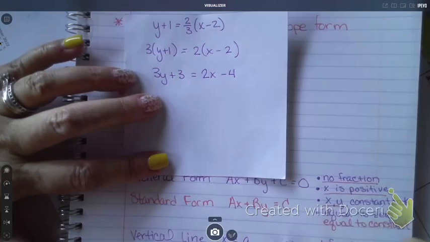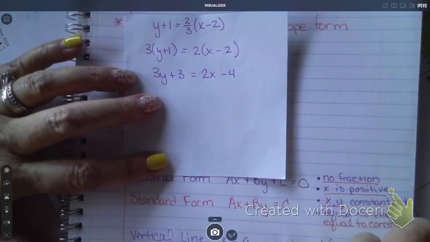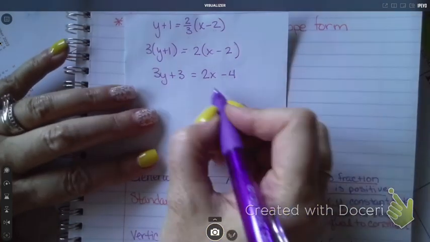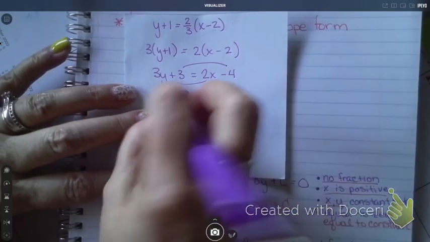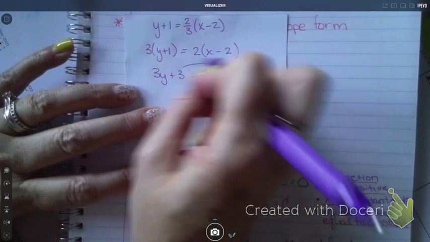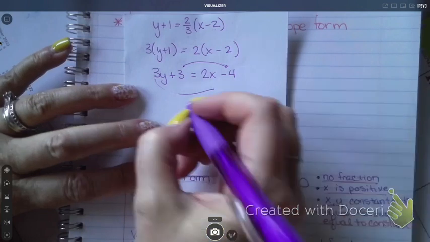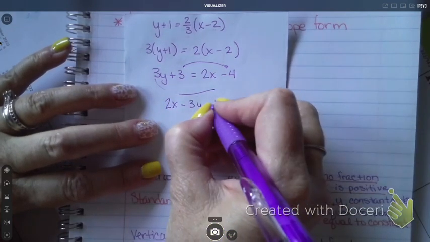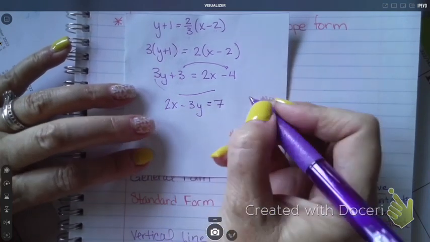Now, if I know I definitely have to put it into standard form or general form, this would be a more productive way. If I had to put it into slope-intercept form, the way we did it would have been more productive. Actually, I don't want to subtract the 2 because I want it to be positive, so how about I subtract the y and add the 4? So I get 2x minus 3y equals 7, not plus 7.